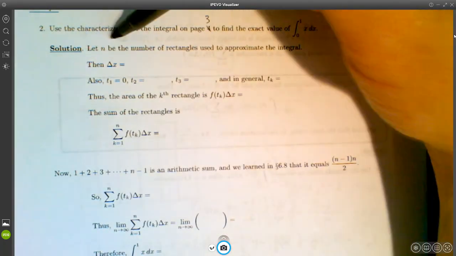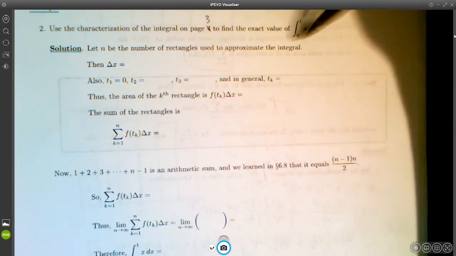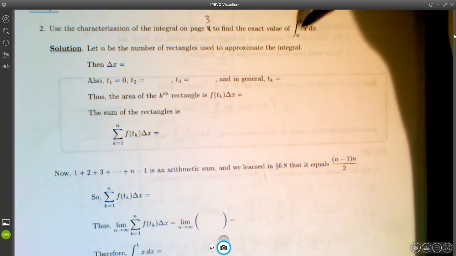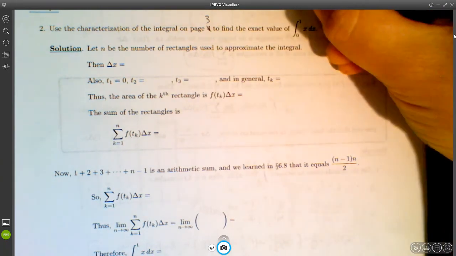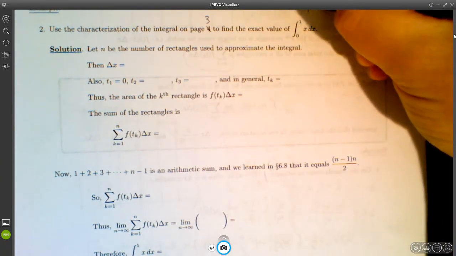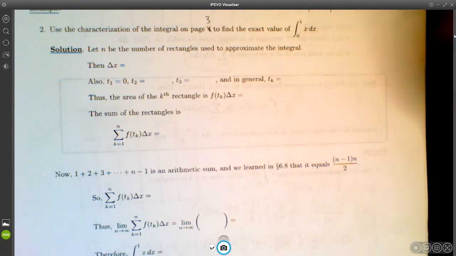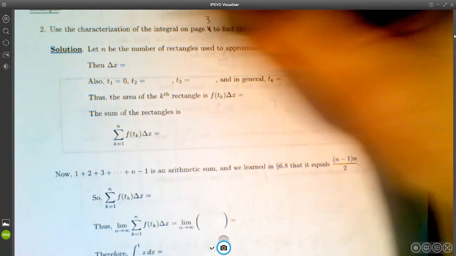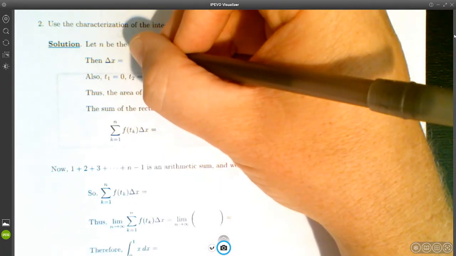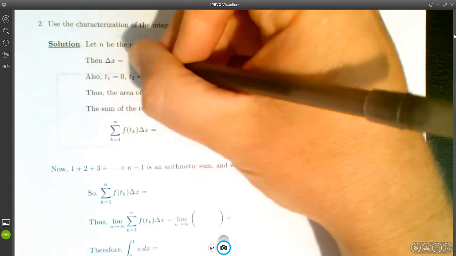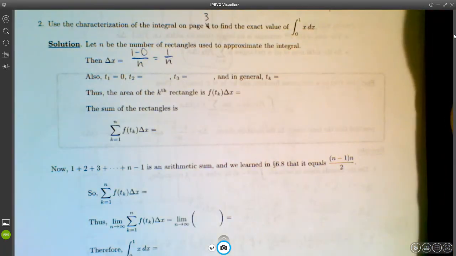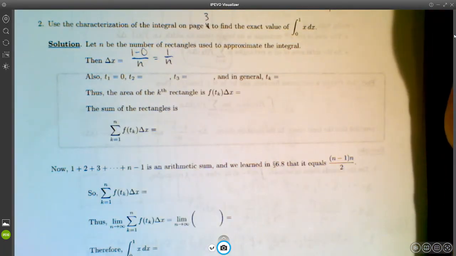So let's let n be the number of rectangles used to approximate this integral. Then delta x in this case is going to be b minus a over n. Note that b is 1, a is 0, and n is, well, n. We're just letting it be n abstractly. So delta x would be b minus a over n. That's 1 minus 0 over n, or in other words, just 1 over n. Okay, so delta x is 1 over n.